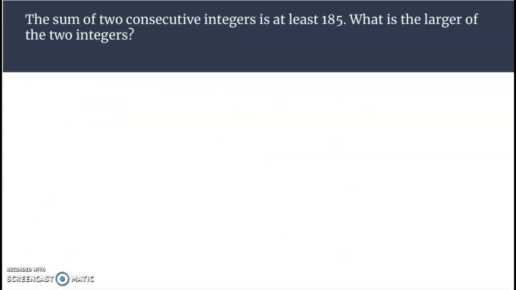Let's look at another one. Sum of two consecutive integers is at least 185. Is there that phrase, at least 185? It's asking what's the larger of the two integers. The at least means greater than or equal to 185. That's our inequality that we set up. We have two consecutive integers. We'll call one n, and then the next one after that would be n plus 1. That's what we mean by consecutive.